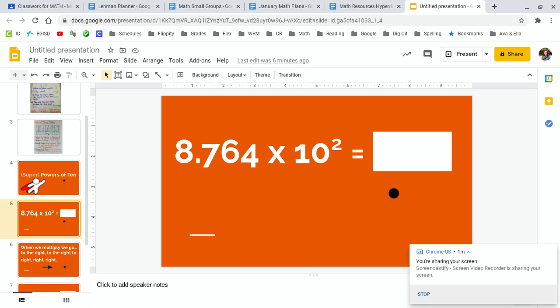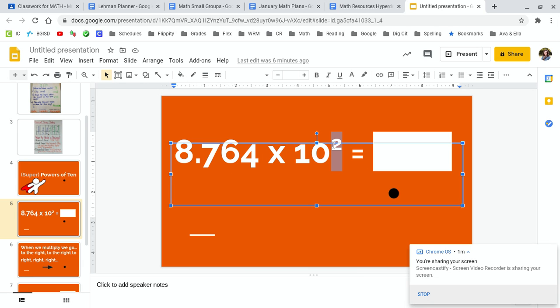Okay, then you also want to take note. The second thing that you want to ask yourself is, how many times will I move my decimal point? And when your power of 10 is written like this, then the answer to the question is whatever the exponent is. So here the exponent is 2. So we are going to move our decimal point 2 times. And because this is multiplication, we are going to move our decimal point 2 times to the right.